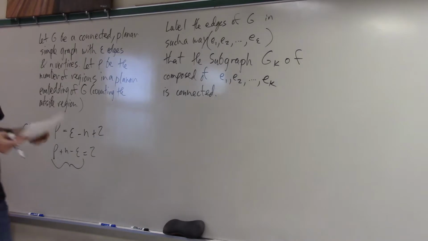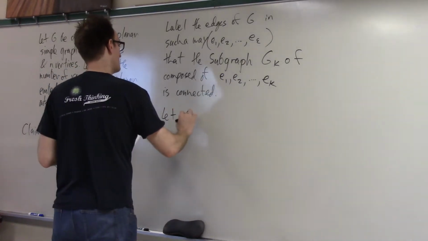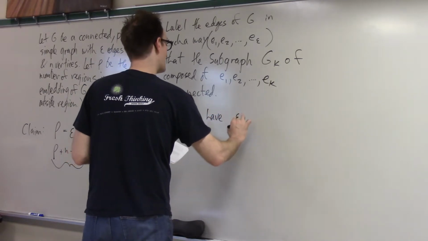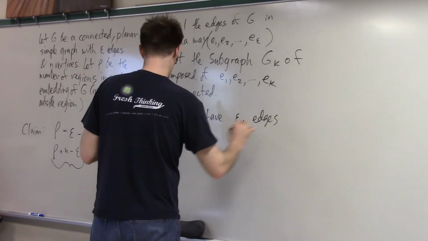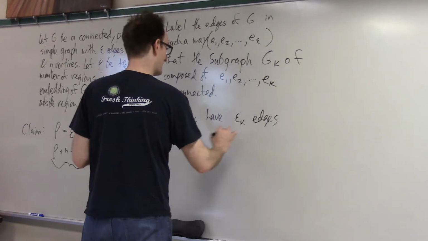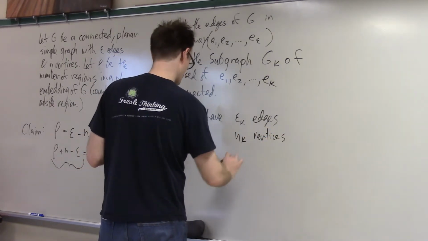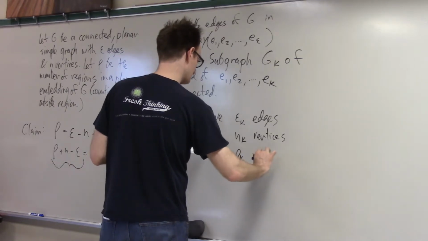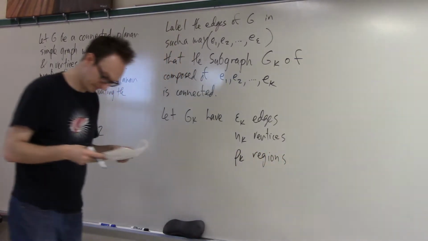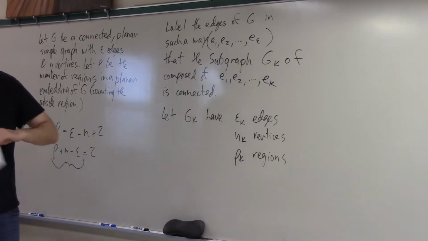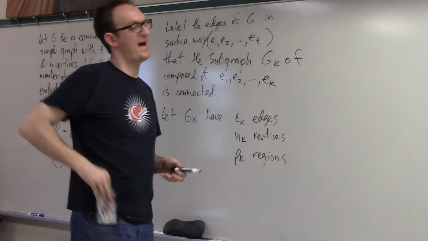All right, and just a little bit of notation. Let G_K have epsilon_K edges, N_K vertices, and rho_K regions. All right. Good. So now we're going to start building G, one edge at a time.